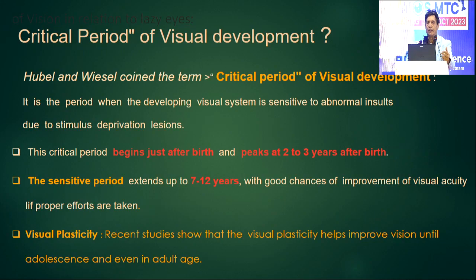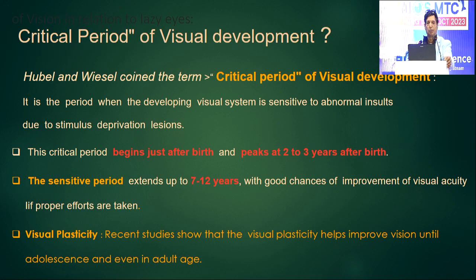Then the critical period, let me tell you about the critical period of visual development. The critical period of visual development is the period when the developing visual system is sensitive to abnormal insult due to stimulus deprivation lesions. The critical period begins just after birth and peaks at 2 to 3 years after birth. Then one more period is the sensitive period, that extends up to 7 to 12 years. It also has good chances of improvement of visual acuity if properly treated.